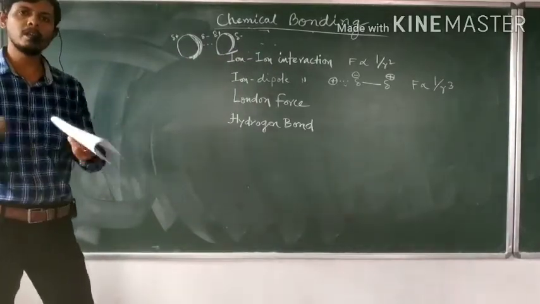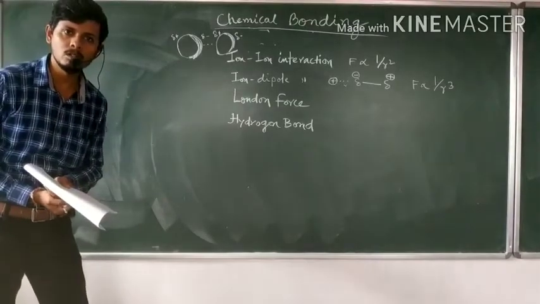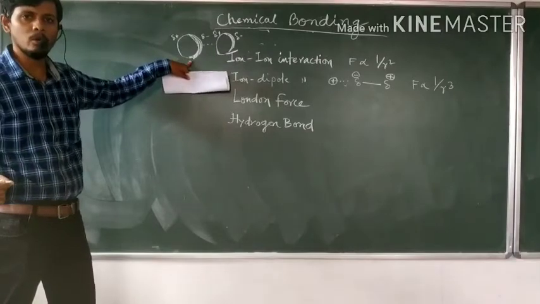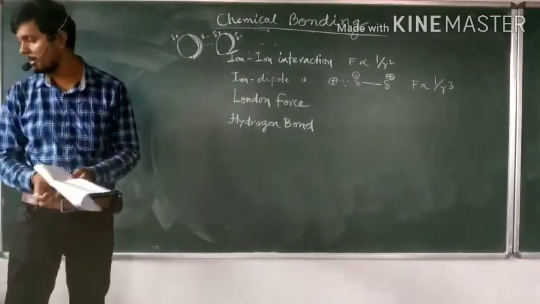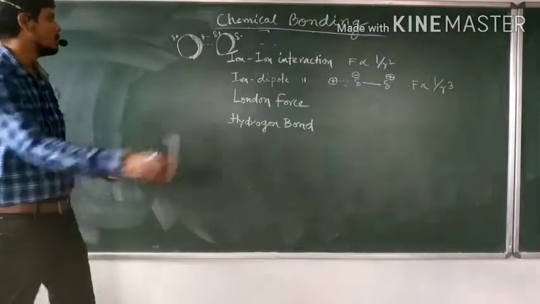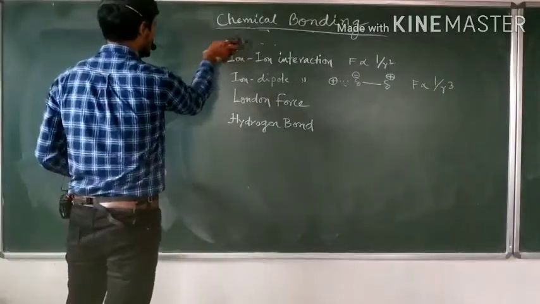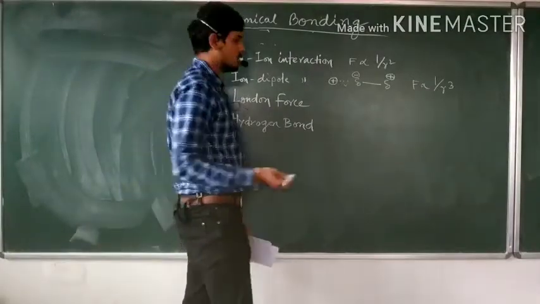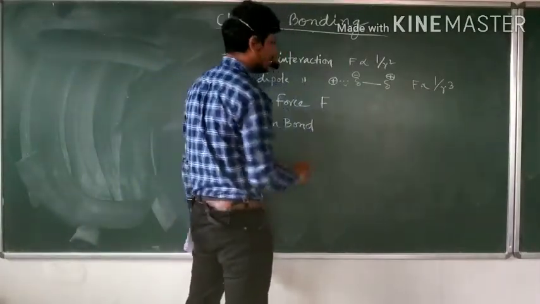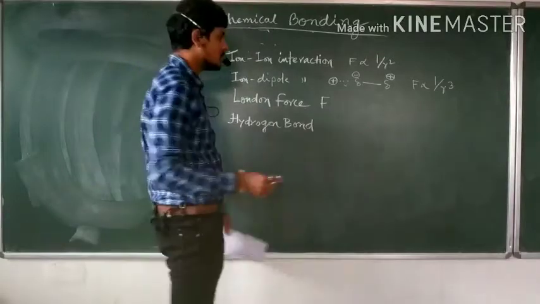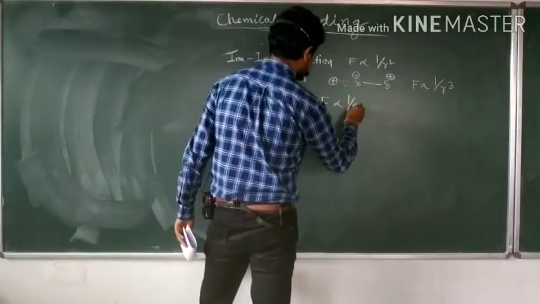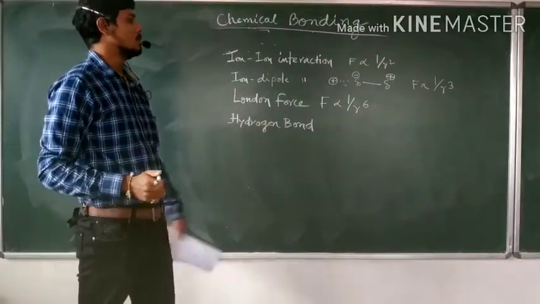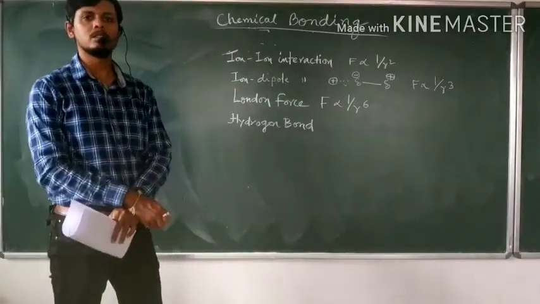When the molecule moves, the electron density shifts and it behaves like a very momentary dipole. For fractions of a second it behaves as a dipole, and interaction between such momentary dipoles is London force. So, London forces are even weaker. The force of interaction in London forces is inversely proportional to 1 by r to the power 6, the 6th power of the distance.